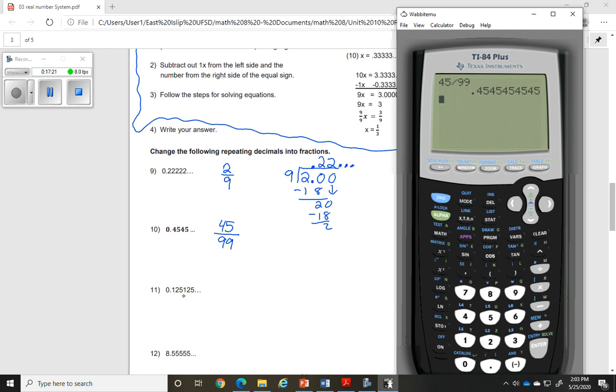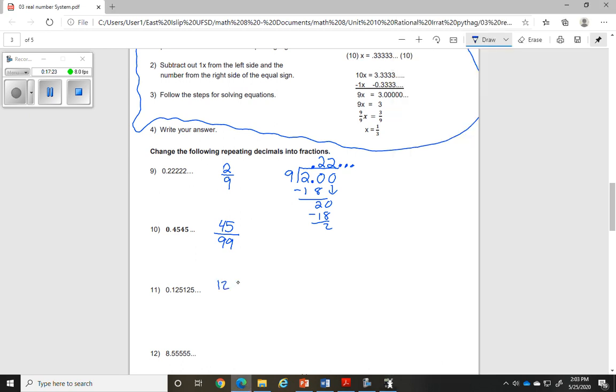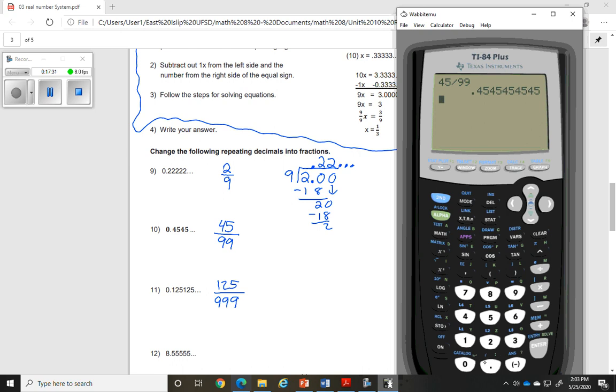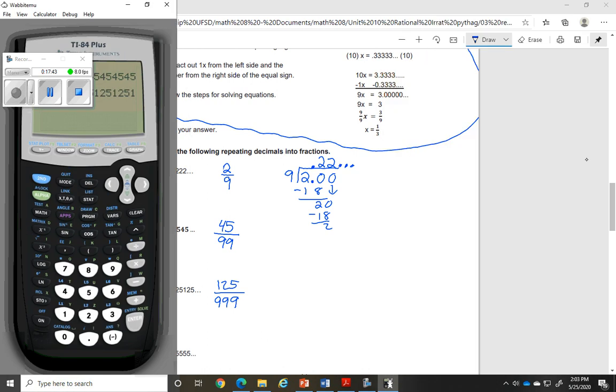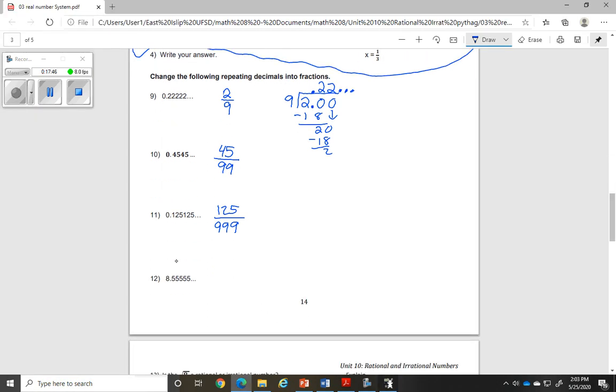Now in number 11, there's 3 digits repeating. So what do you think I put in the denominator now? Hopefully you notice the pattern. It is 999. Take a look, 125 divided by 999. And there we go. And when you have a whole number, like before the decimal, that's your whole number in front of the fraction. So since 0.5 was repeating, we write it as 5/9.